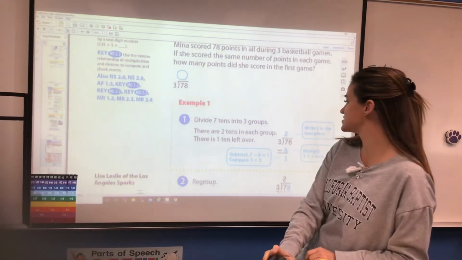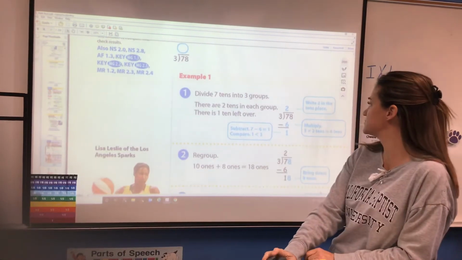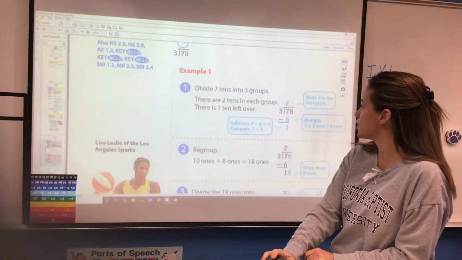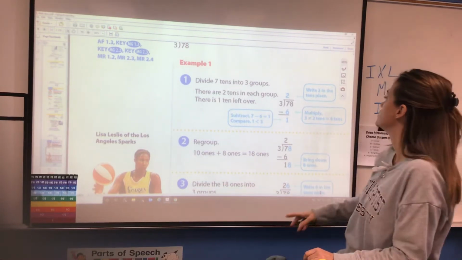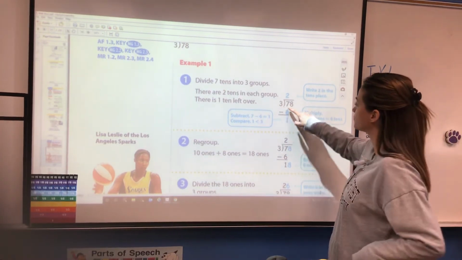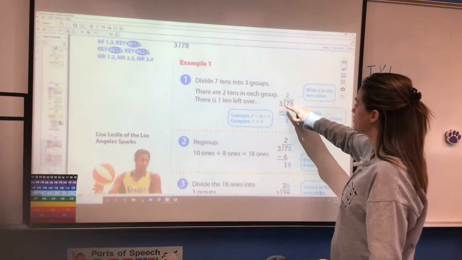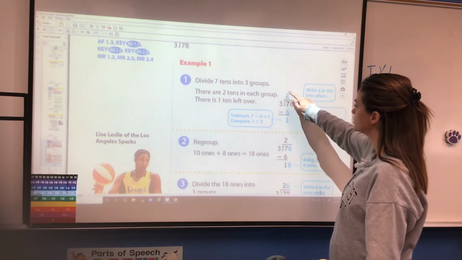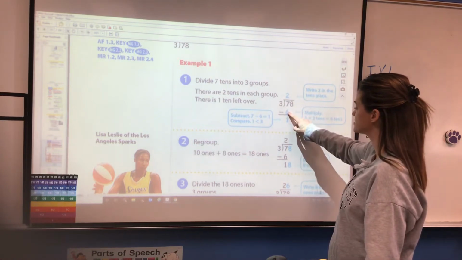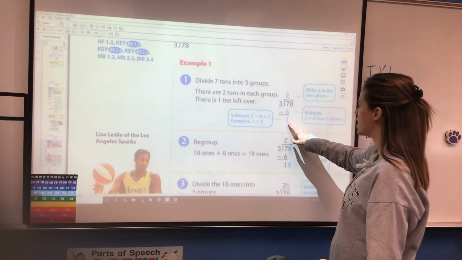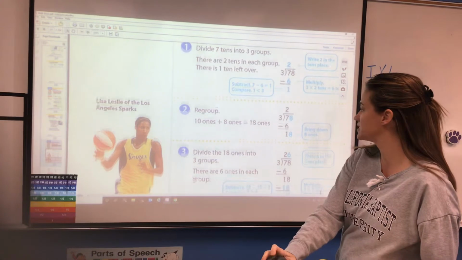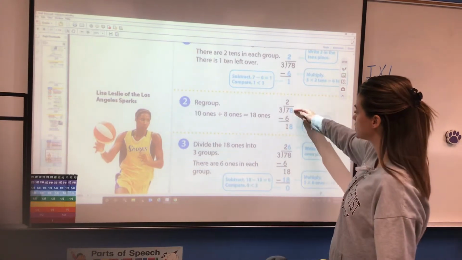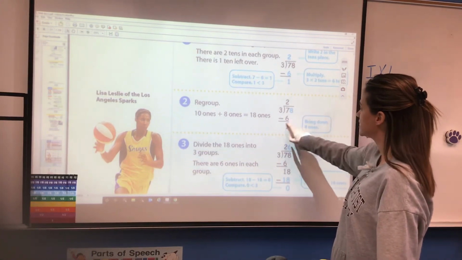Our example 1 says divide 7 into 3 groups. There are 2 10s in each group and there is 1 10 left over. So they did the first step of dividing 3 into 7, and they know 3 will go into 7 2 times. 2 times 3 is 6. They subtracted and they've got 1. So now they got to regroup their 10 ones plus the 8 ones, and that's 18. So they brought down the 8 and they've got 18.